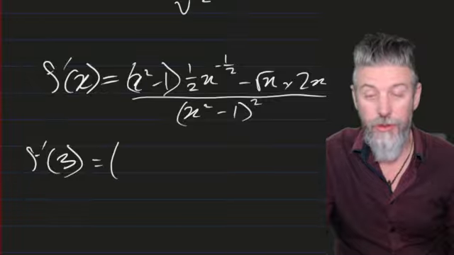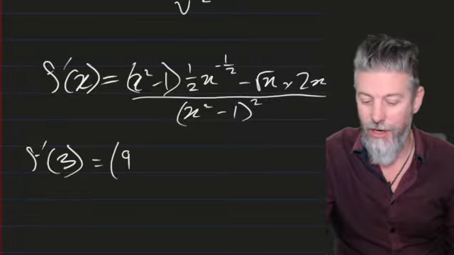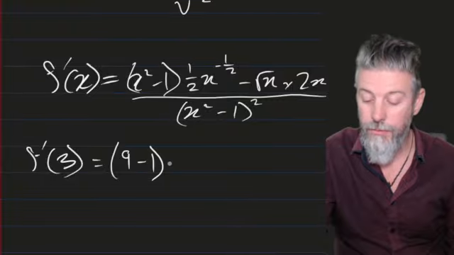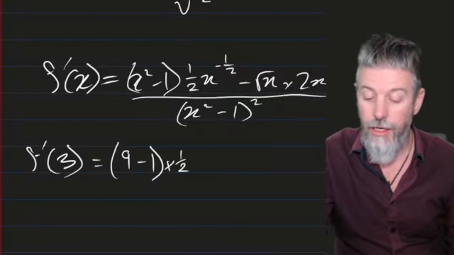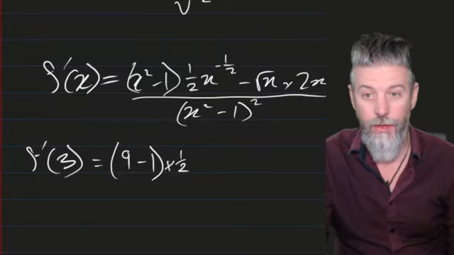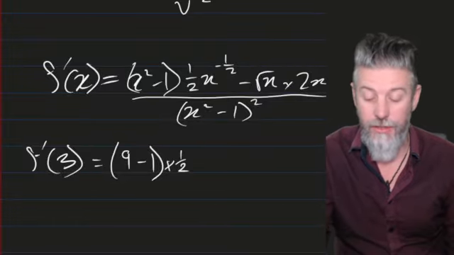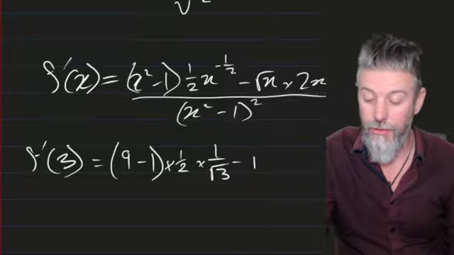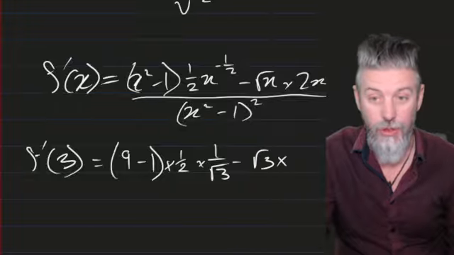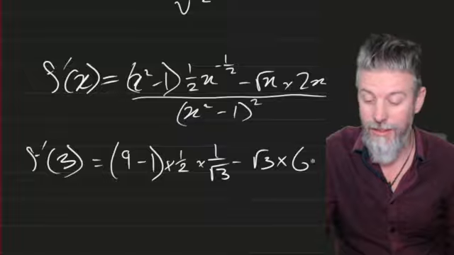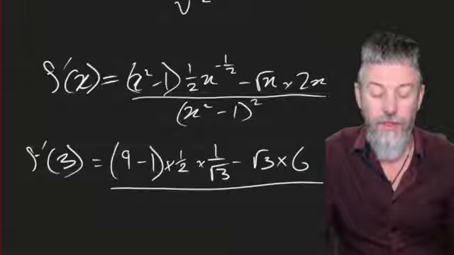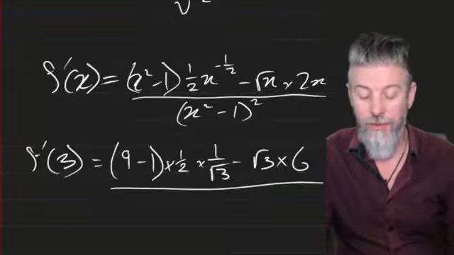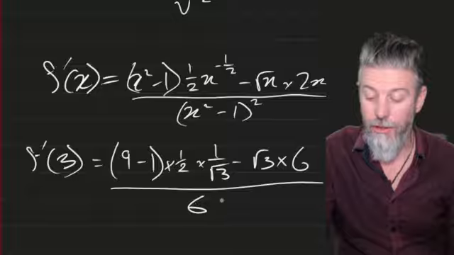So now I'm going to do 3 squared. I'm going to do that in one hit. So 9 minus 1 times a half. Now it's 1 over the square root because it's negative indices. So I'm going to write times 1 over root 3, minus root 3 times 2 times 3 is 6, all over 3 squared again is 9, 9 minus 1 is 8, 8 squared is 64.